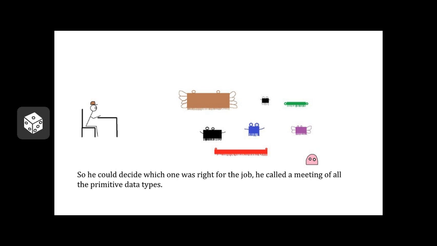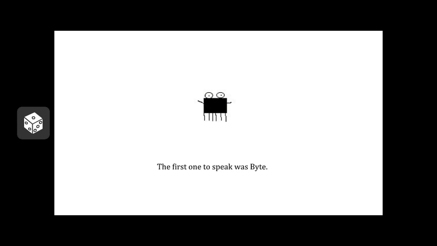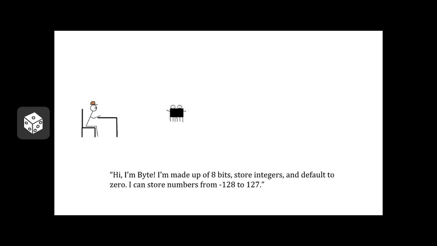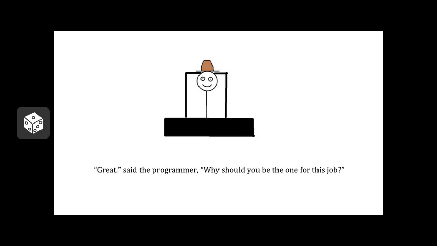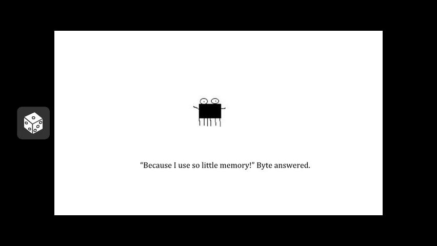Once upon a time, a Java programmer needed to store some data. So he could decide which one was right for the job, he called a meeting of all the primitive data types. The first one to speak was Byte. "Hi, I'm Byte. I'm made up of 8 bits, store integers and default to 0. I can store numbers from -128 to 127." "Great," said the programmer. "Why should you be the one for this job?" "Because I use so little memory," Byte answered.